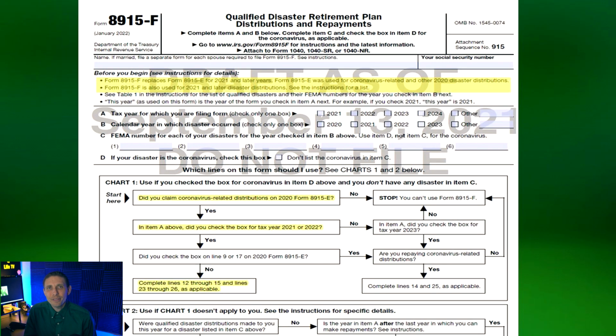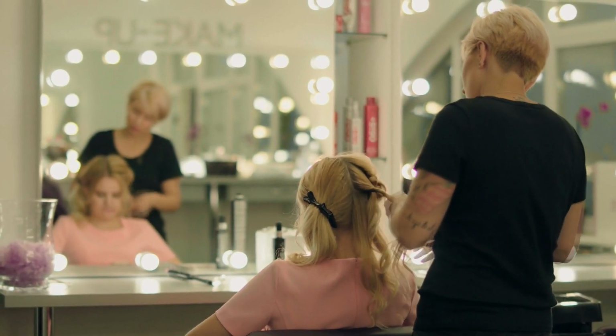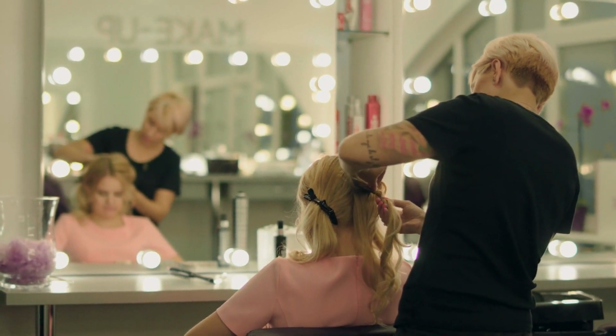This is the 8915-F. Supposedly the F part is supposed to be the forever version of this form, but who knows? You can see clearly that it's in draft form, meaning it's going to change a little bit once the IRS is done with it. Kind of like when your spouse walks into the beauty salon. When they come out, they're going to look a little bit different, but overall, they're still the same person.